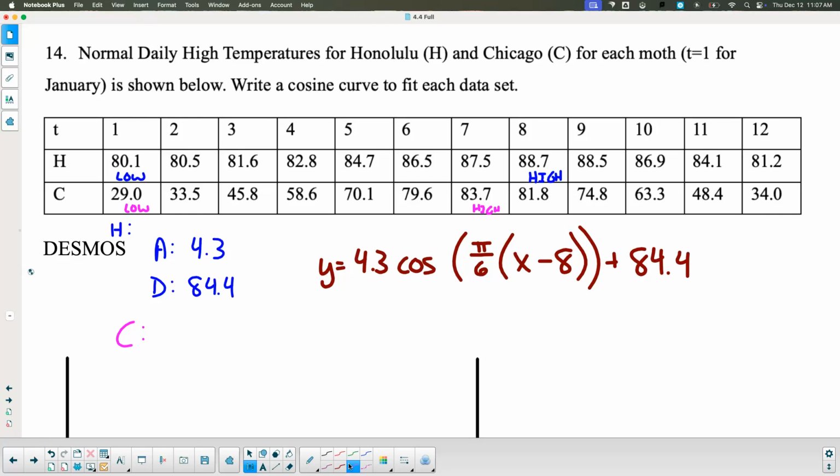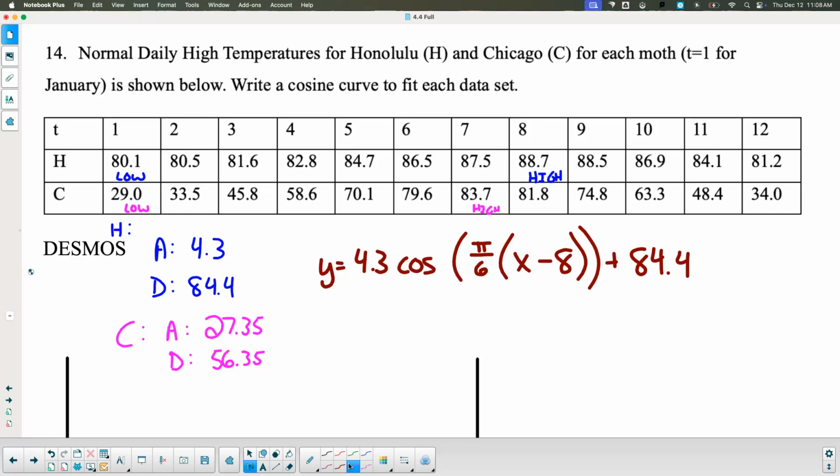No, that's my spread. Then I got to divide that by 2, and then I got to add 29 to it. So I got 56.35. So my amplitude is 27.35, and my middle is at 56.35.